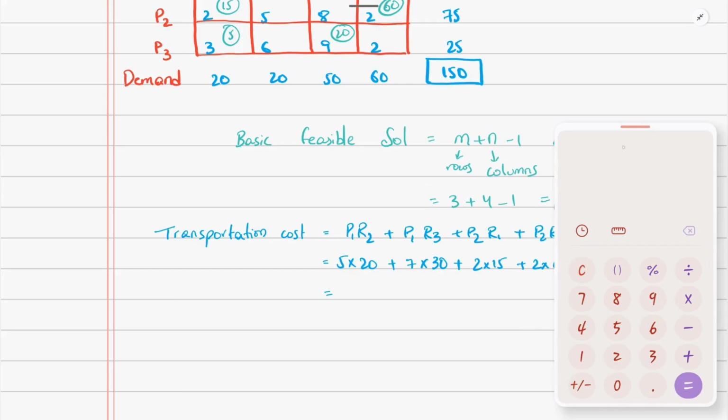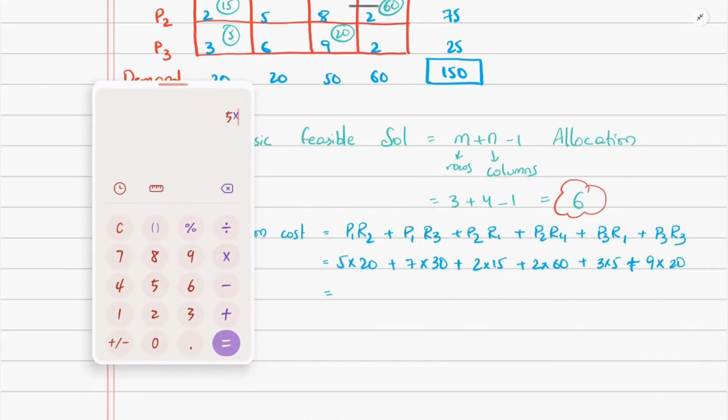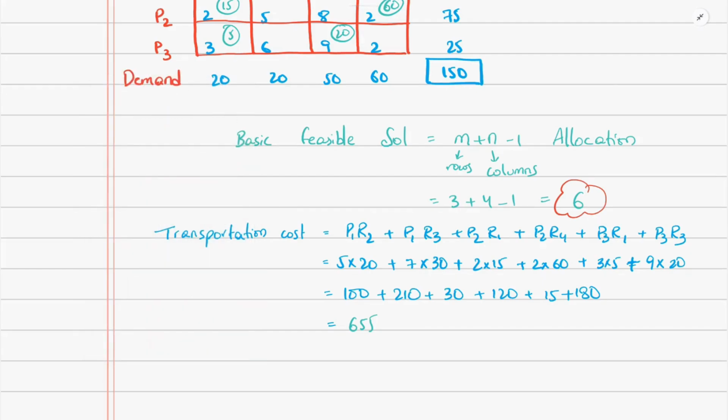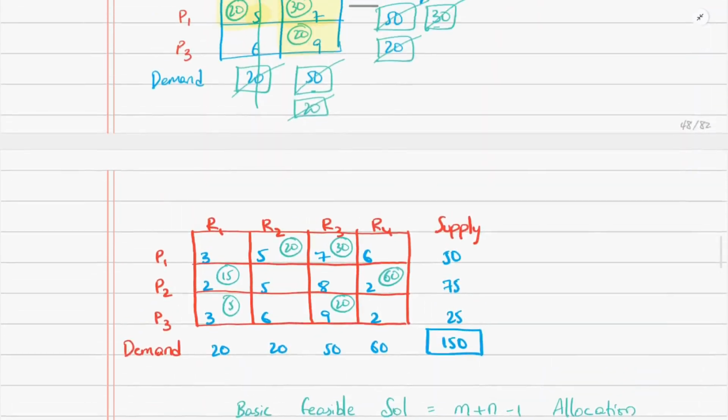Now let's take a calculator. 5 into 20, 7 3s 21, 15 2s 30, 6 2s 12, 120, 5 3s 15, 9 2s 18. So these are our costs. Now, 100 plus 210 plus 30 plus 120 plus 15 plus 180. So our cost is 655. So using the least cost method, we have obtained a cost of 655. So this is the transportation cost that we got using the least cost method.